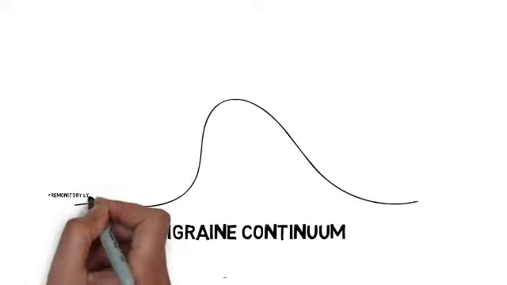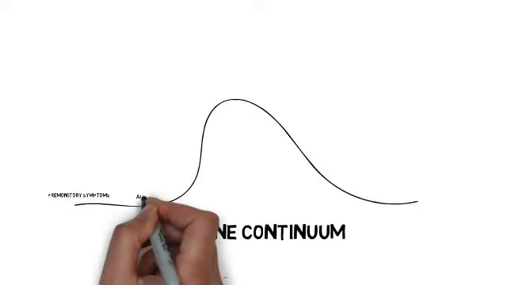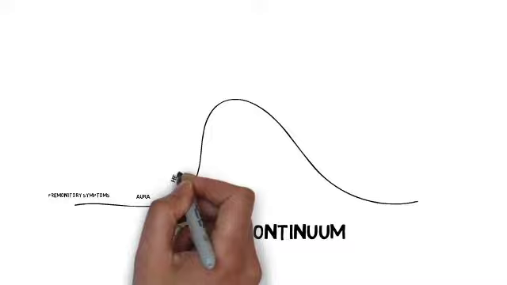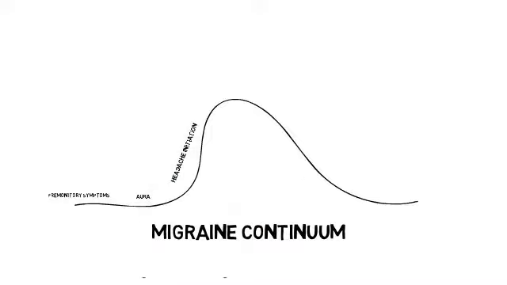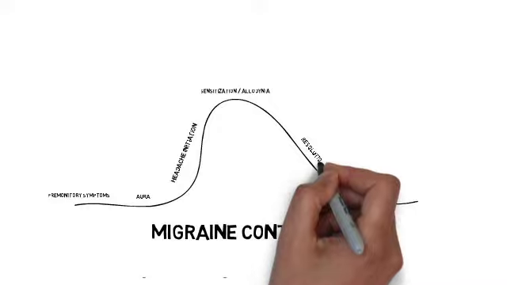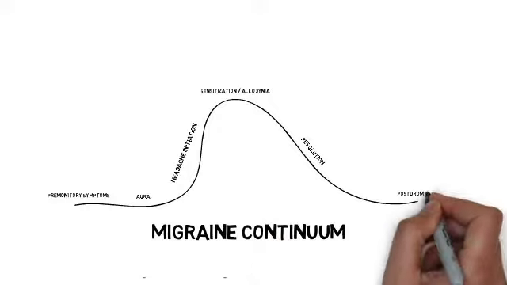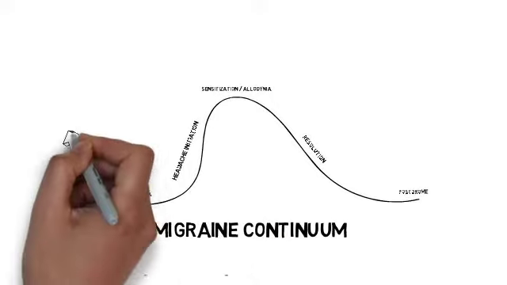One important thing we need to talk about is the migraine continuum. So if you think about the migraine continuum, this is really a process of events over a period of time that include premonitory symptoms, aura, headache initiation, sensitization or allodynia, resolution of the headache, and then postdrome.